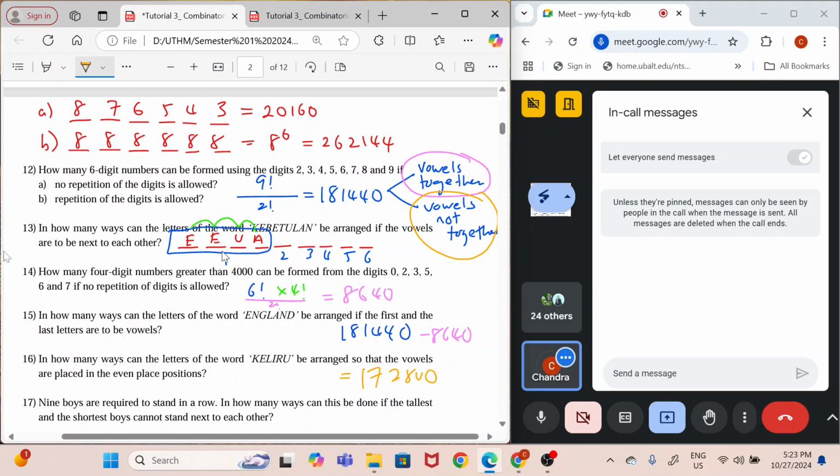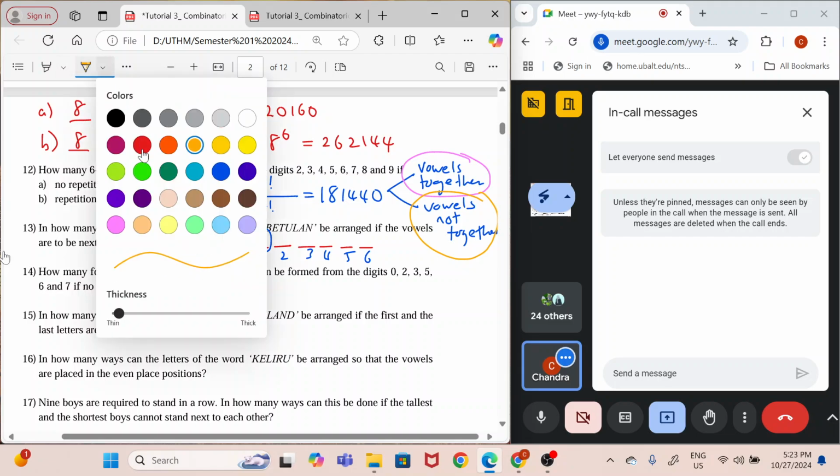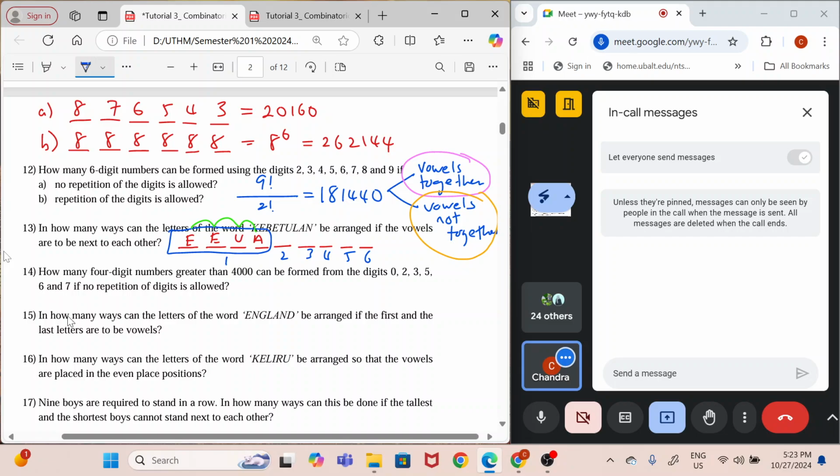Okay, so I erase this one. We go for question 14 now. How many 4-digit numbers greater than 4000 can be formed? 4-digit numbers greater than 4000. How many 4-digit numbers greater than 4000 can be formed from the digits?